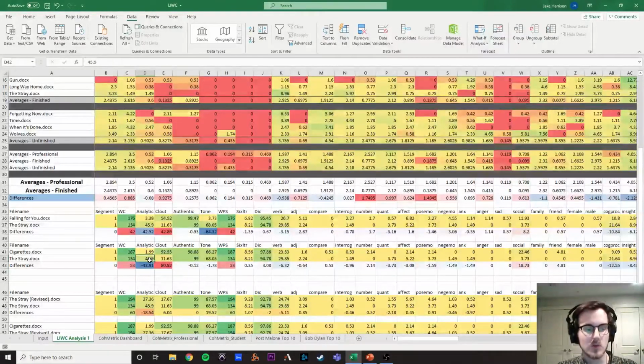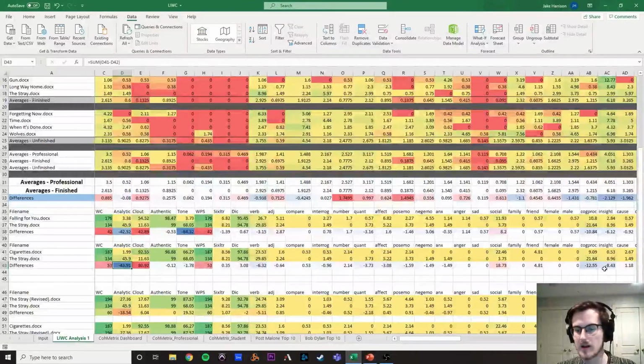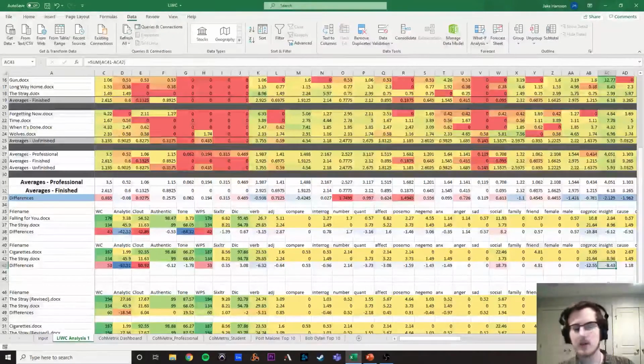The Stray was much more analytic, and we wanted to try to reduce that. We took that, this combined higher analytic and higher insight, as being that The Stray was too focused on internal processes and not spending the time storytelling. So we wanted to say less analysis, less insight, more storytelling.